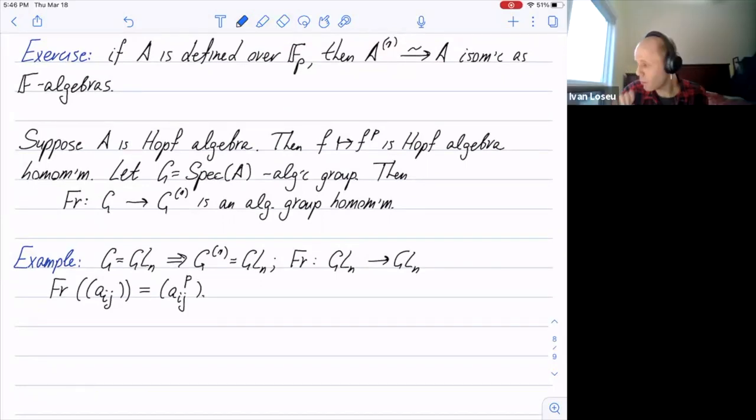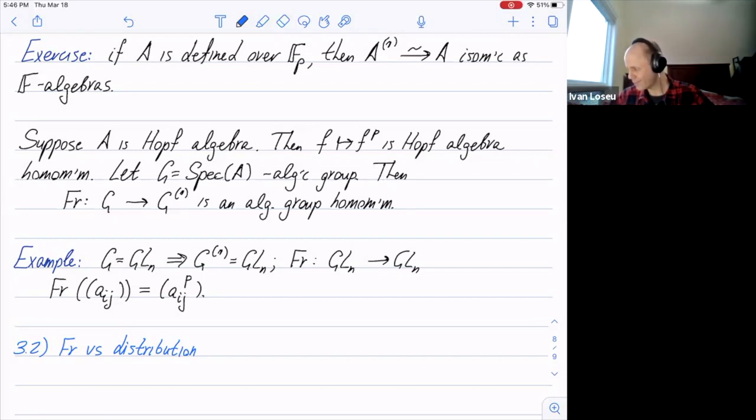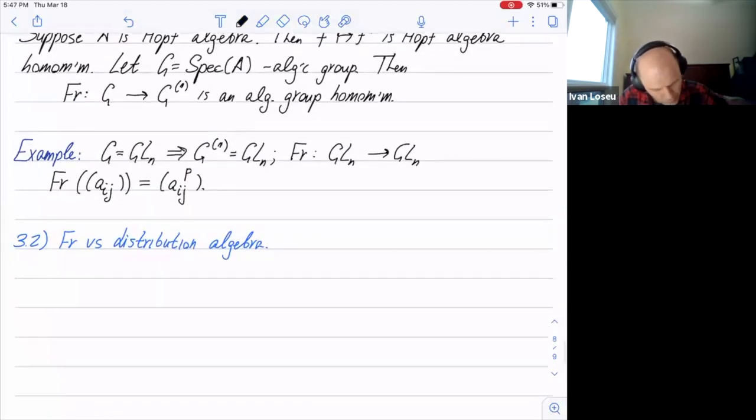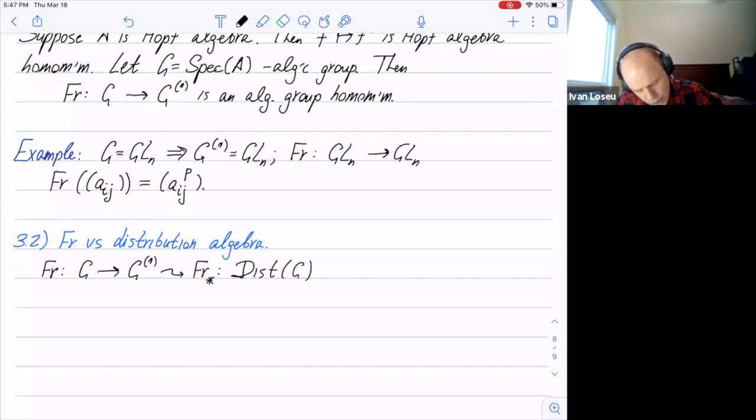Okay, so the last thing that I want to discuss today is how Frobenius interacts with distribution algebras. And then somebody, maybe me, maybe Jay, will discuss Frobenius kernels and also the connection between categories of representations next time. So what's going on here? Well, any algebraic group homomorphism will give you the corresponding homomorphism of distribution algebras. And we want to understand what Frobenius does to distribution algebras. So let me denote the corresponding homomorphism by Frobenius lower star. So it goes from Dist G to Dist G1.